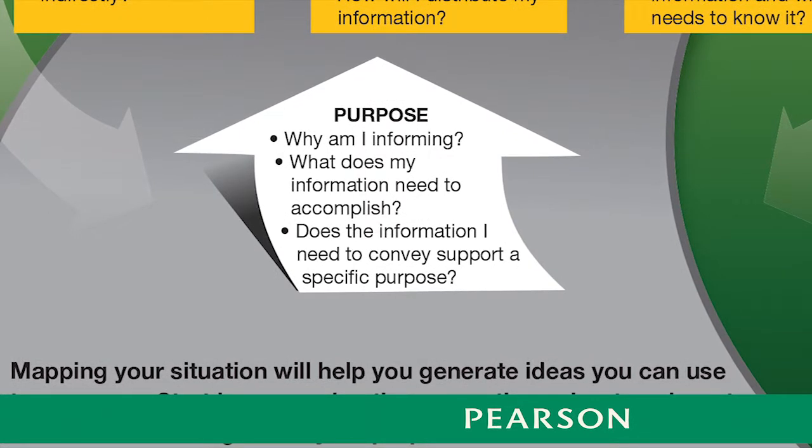I ask students to begin mapping their situation by asking a series of questions about their purposes in writing to inform. What am I informing about? Why am I informing? What details do I have to convey through my information? What information is crucial and what information is secondary or maybe even irrelevant? Does my writing to inform serve a larger purpose, like perhaps as evidence in an argument or in an evaluation?